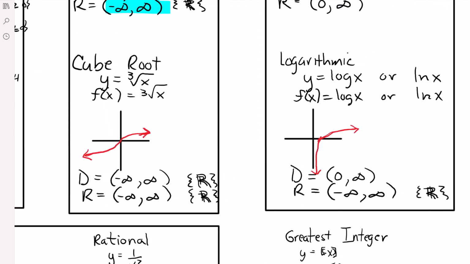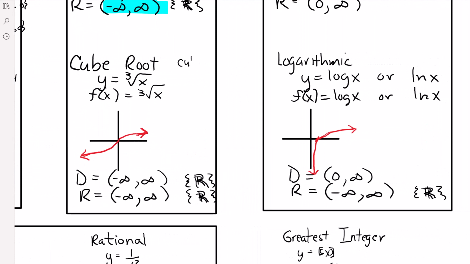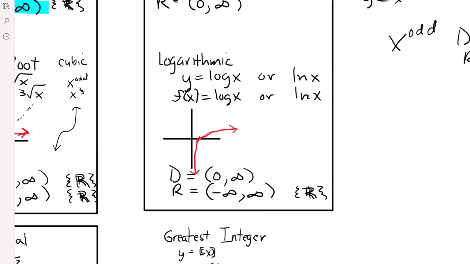Okay. Cube root is much like the cubic graph. It's just the inverse. The cubic looks like this. They are inverses of each other. So their domain and range are the same. And remember, that's an x to the odd. It's x to the 1/3. Remember, a cube root is the same as the 1/3 power. So domain and range are both all reals.